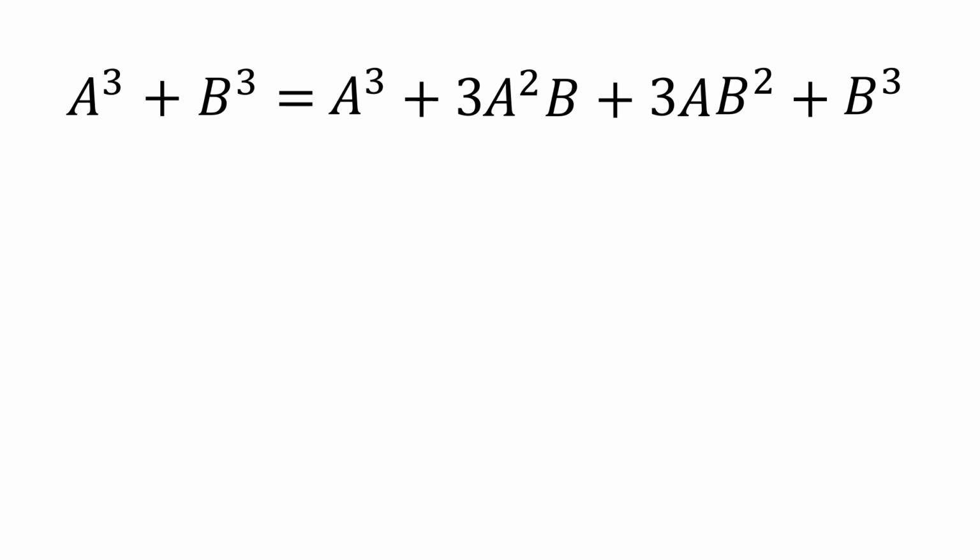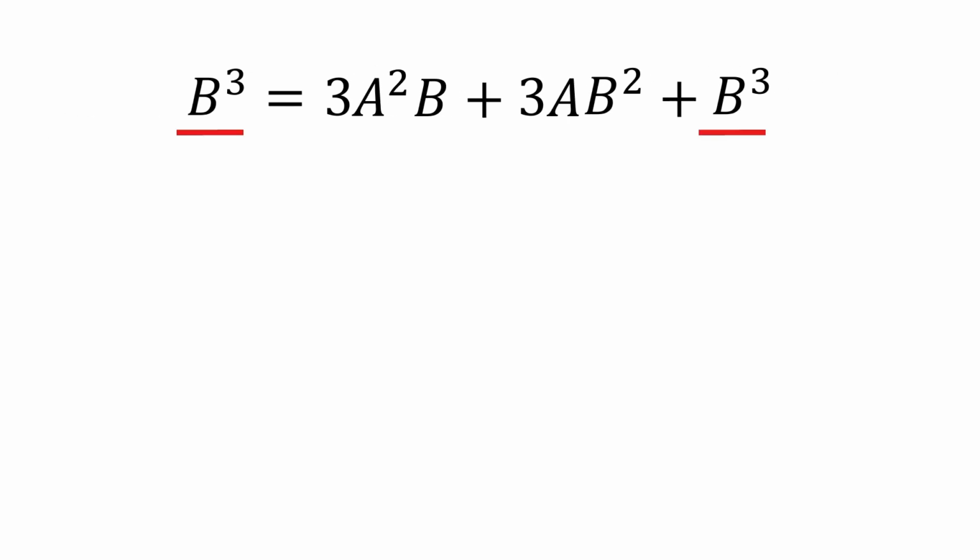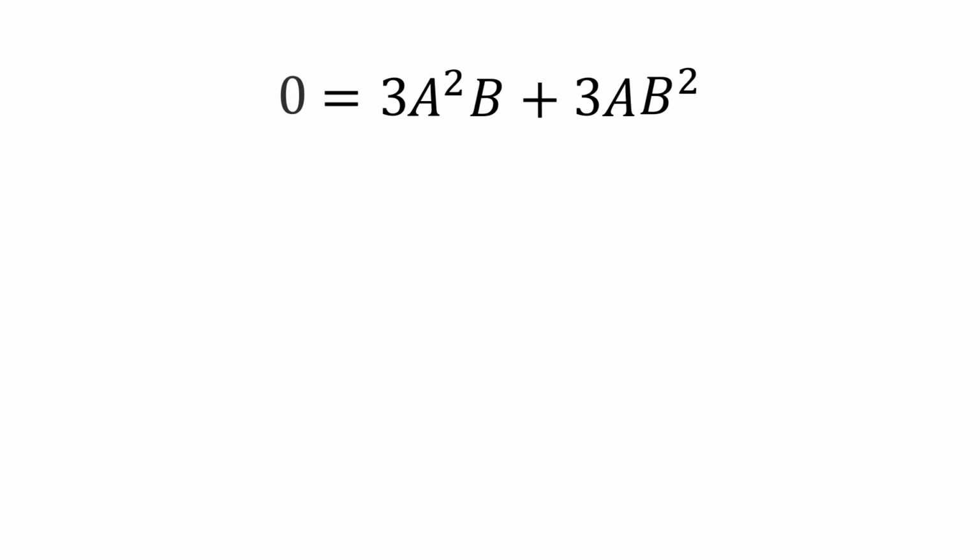We now have a cubed plus b cubed equals a cubed plus 3a squared b plus 3ab squared plus b cubed. Now compare the two sides carefully. A cubed appears on both sides, so we subtract a cubed from each side. B cubed also appears on both sides. Subtract that as well. Everything that looked complicated suddenly disappears. We're left with 0 equals 3a squared b plus 3ab squared.